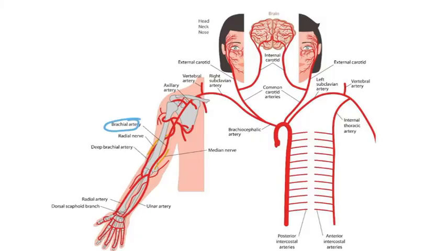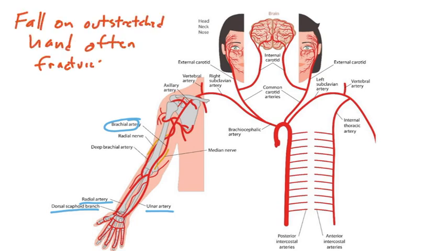So the brachial artery, which we just discussed, will then branch into the ulnar artery and the radial artery. Now the reason that the radial artery is so significant is because it has a branch that supplies the scaphoid bone in the hand, and it does this via the dorsal scaphoid branch. So when someone falls and lands on their outstretched hand, the scaphoid bone is prone to fracture.